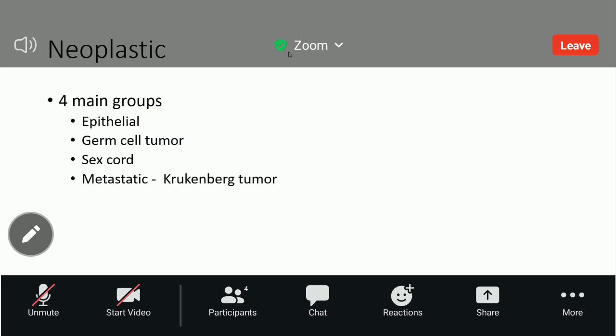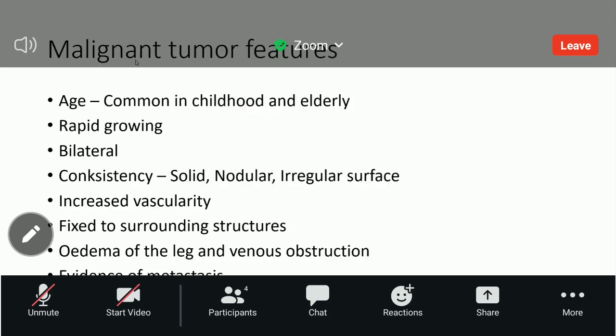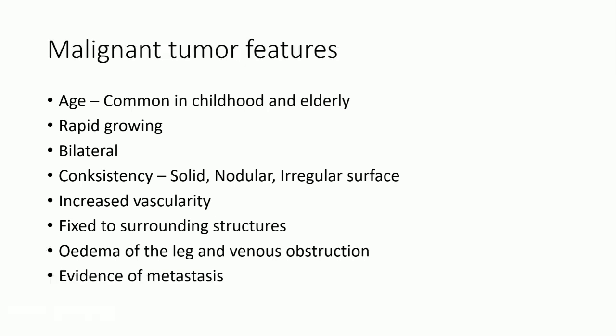The next one, the malignant tumor. I am just explaining the features and the things regarding the tumor. Then we will move to how to approach a patient with a long case. So for malignant tumor features, we have to know these features. These have repeatedly been asked in the MCQ, and if you have the case in the long case also, they will be questioning on these factors.